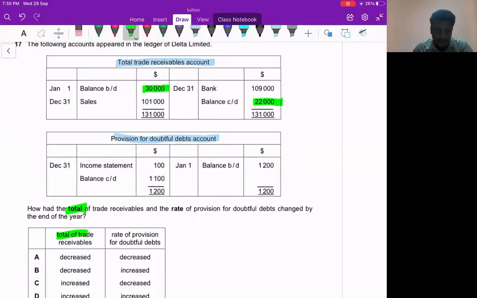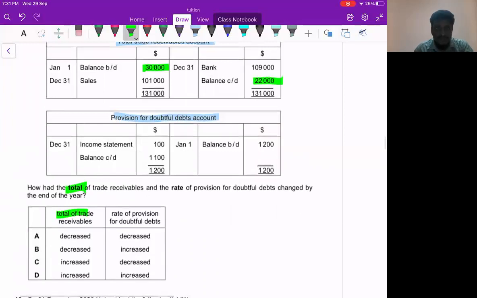So increase or decrease? This one very easy, eh? Decrease. So answer C is wrong. Answer D also wrong. It's either A or B. So now talking about provision for doubtful debt. Provision for doubtful debt opening balance was 1,200. Closing balance is 1,100. But wait.